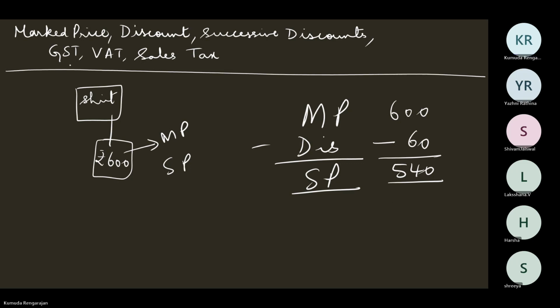And these taxes you'll have to pay over and above this. So 540 plus GST, 540 plus VAT, or 540 plus sales tax. GST, VAT, sales tax, you have to pay. That's the extra amount which you have to pay the shopkeeper. It will be calculated on the selling price, on the final value of the product, and added to the final value of the product.